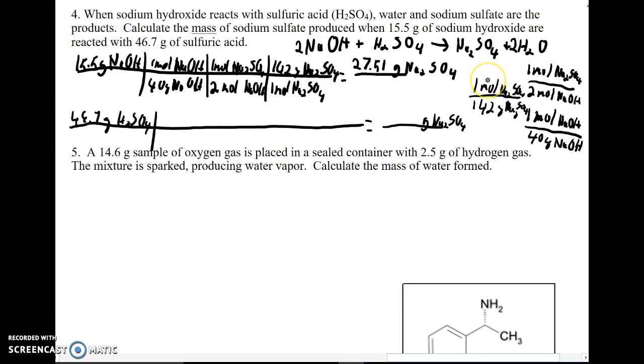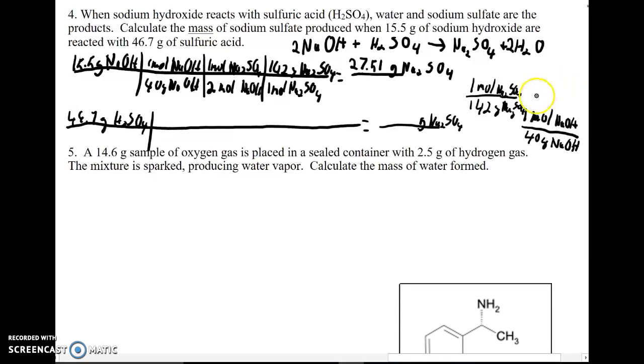Some of these conversion factors I'm going to use, I'm running out of space, so I'm going to erase some of them. So I'm just going to erase my mole ratio here. And I will erase my sodium hydroxide molar mass conversion factor. Put my 4 back in there. All right, so now I need a new mole ratio, this time between sodium sulfate and sulfuric acid.